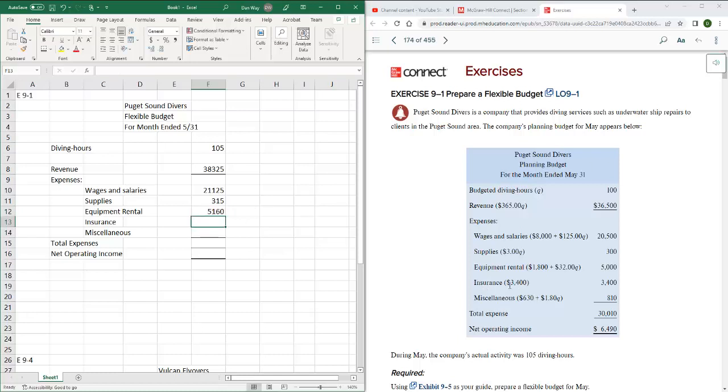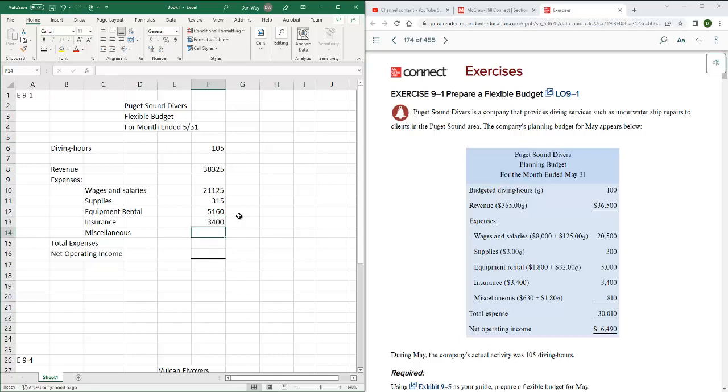Now insurance looks like a fixed cost, right? Just $3,400. So remember, we don't flex fixed costs in a flex budget. By definition, those things are assumed to be staying constant regardless of changes in volume. So we're not going to flex those. So insurance would just be that same $3,400.